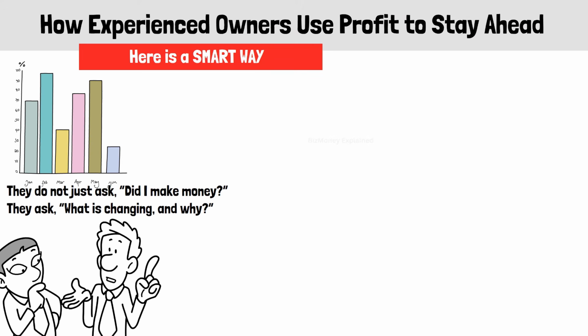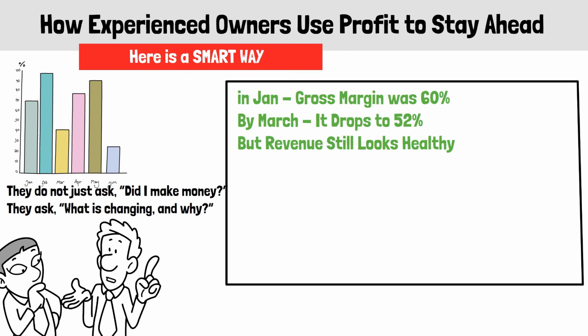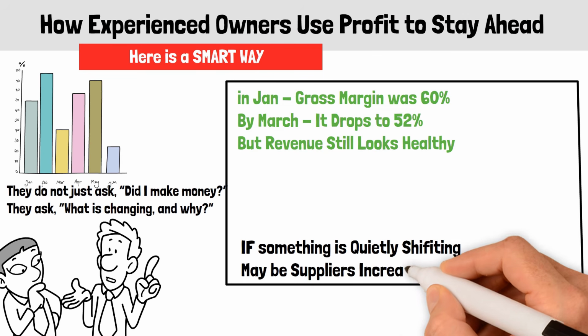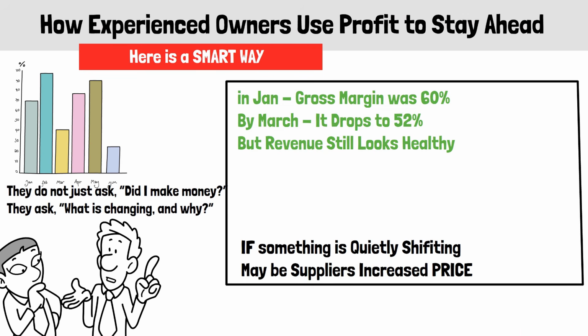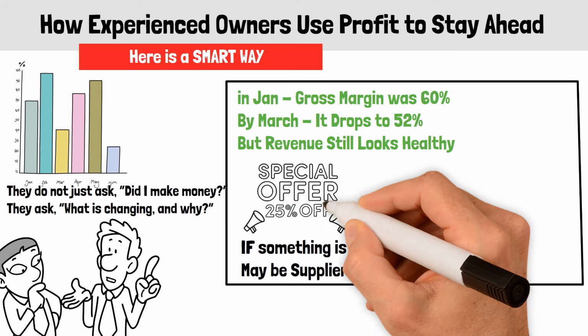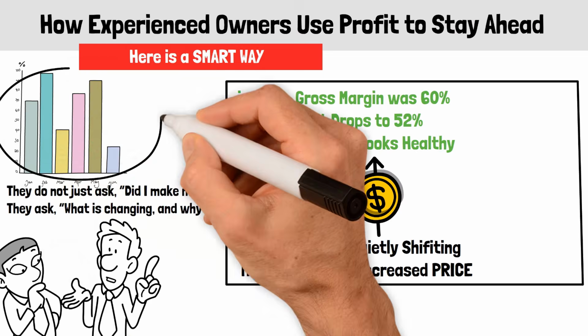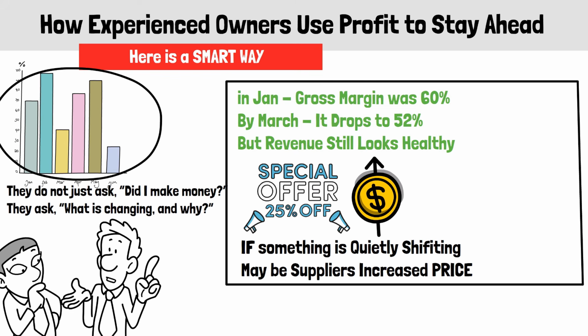Let us continue with the same business. In January, gross margin was 60%. By March, it drops to 52%. Revenue still looks healthy, but something is quietly shifting. Maybe suppliers increased prices. Maybe discounting became common to close deals faster. Maybe overtime costs increased because systems are weak. None of these problems shout loudly, but profit and loss reveals them early.